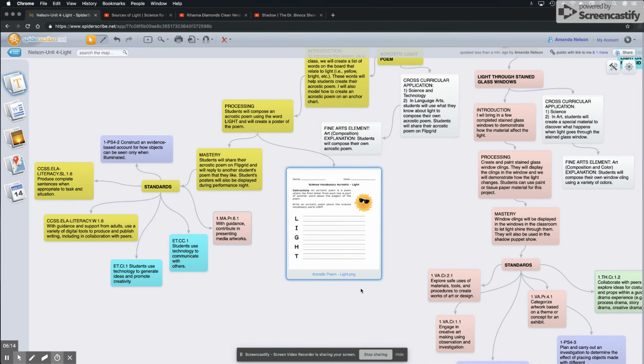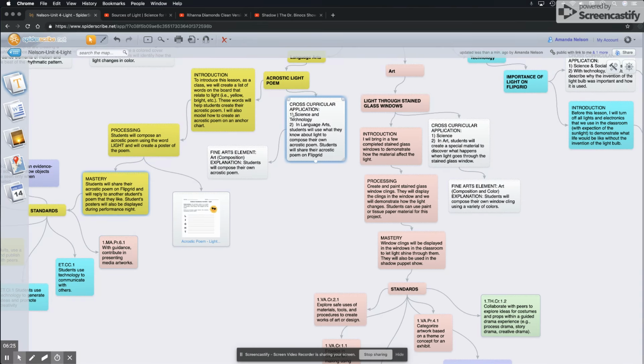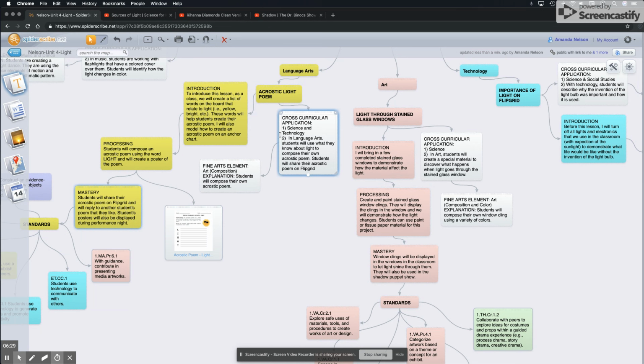And then for mastery, students are going to share their poems on Flipgrid, and their posters will be displayed during our performance night of the drama. Our cross-curricular application is, of course, science and technology. So in language arts, students will compose their own acrostic poem, and they're going to be sharing their poem on Flipgrid. And we do have an arts element in here of composition in which students will compose their own acrostic poem.